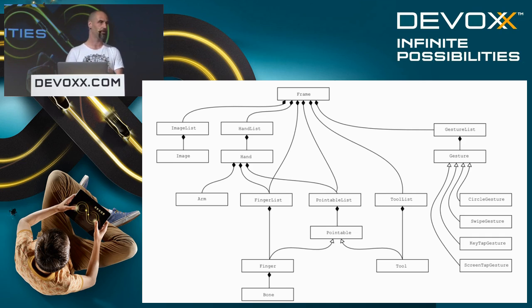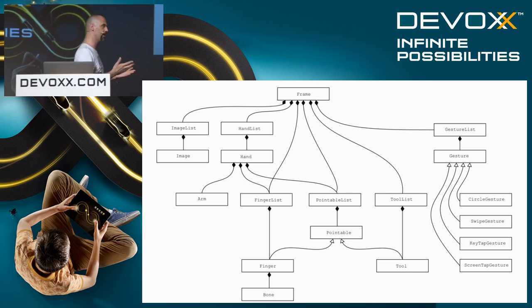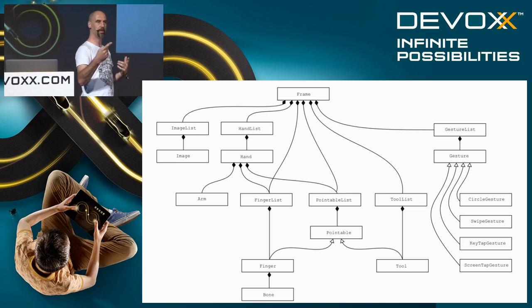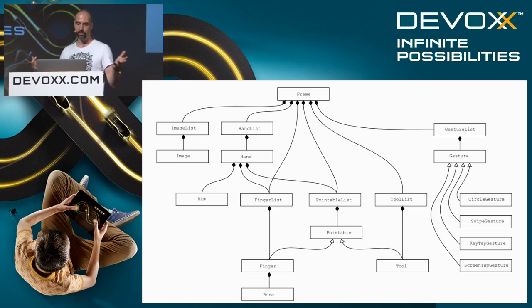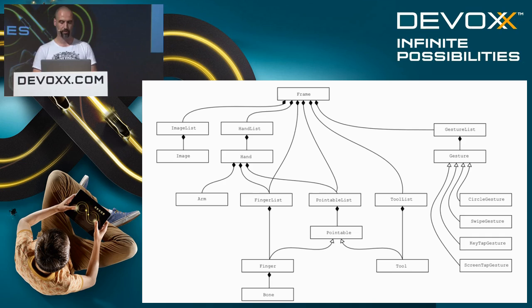And inside the hands, you obviously have hands. And then your arm is attached to the hand, and your fingers to the hand. And then each finger has bones. And a hand can also have tools. And both fingers and tools are pointables. And the pointable is basically a vector in 3D space that has a direction. It can have a length and a thickness. So that's kind of what fingers and tools have in common.